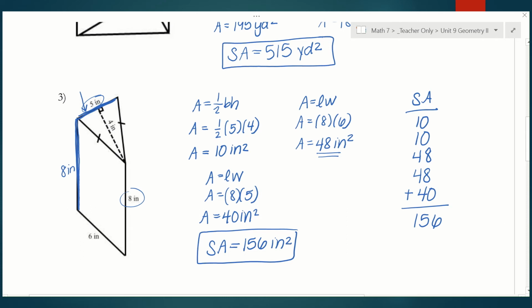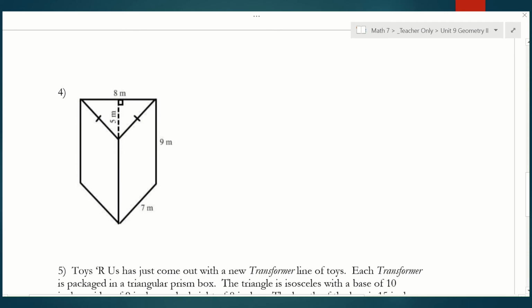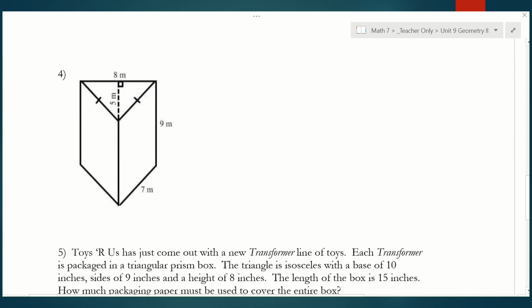Okay, so those are the 3 kinds of triangular prisms that you will see. So what I'd like to do now is have you guys try number 4 on your own. So you can pause the video, give it a try, and then press play again when you have an answer, and we'll compare and see how you did.